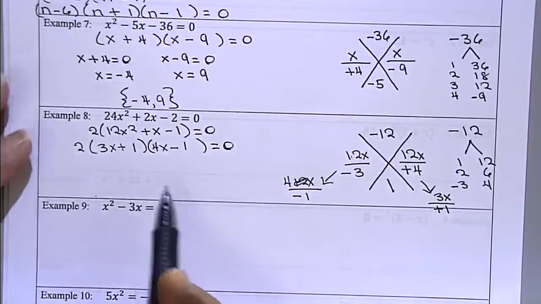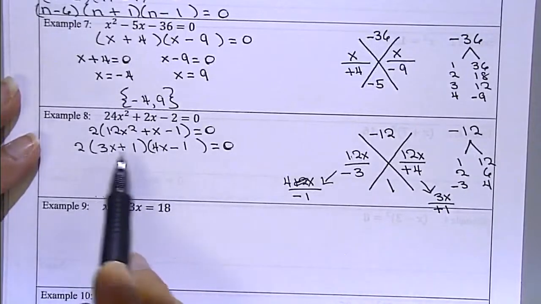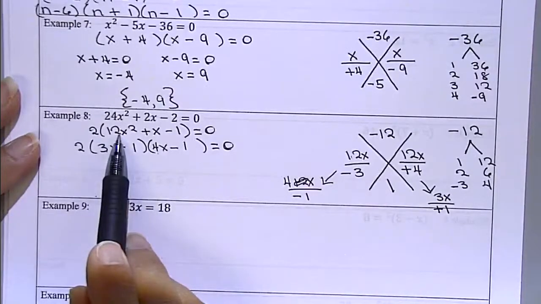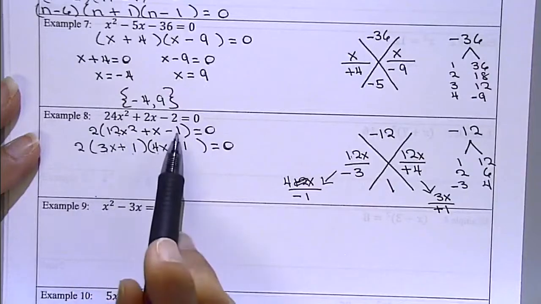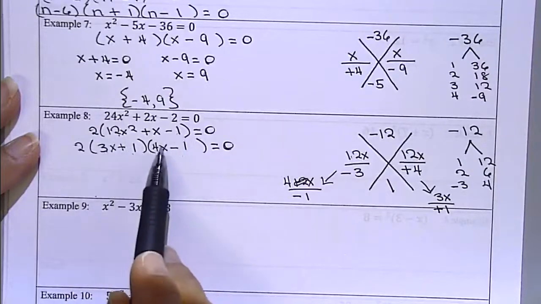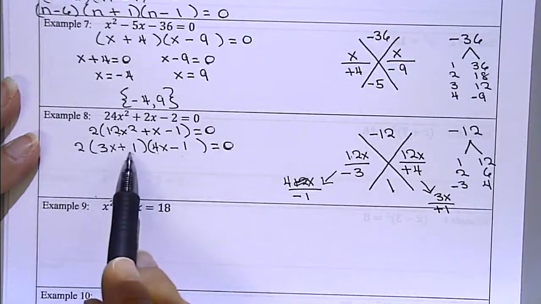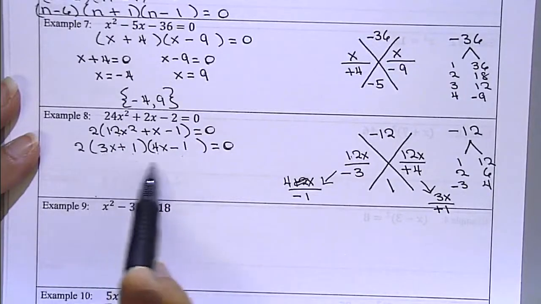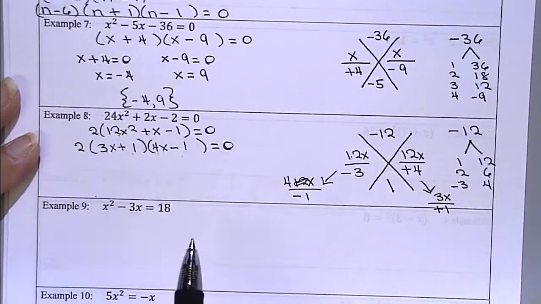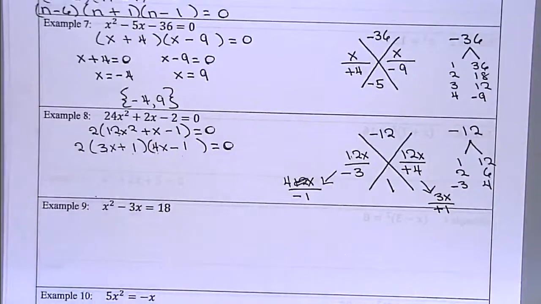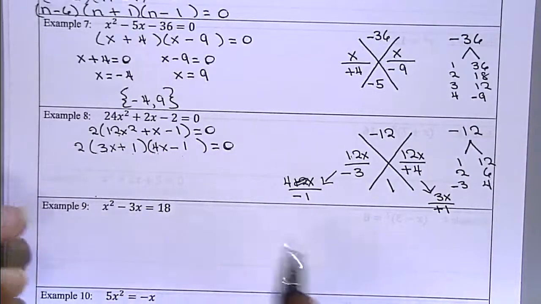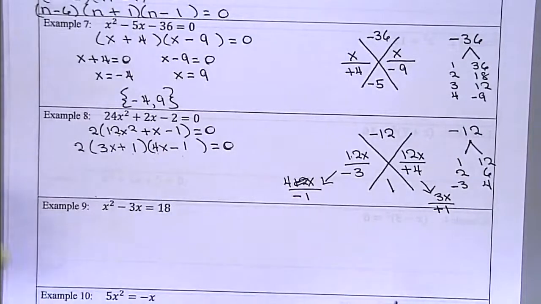All right, so the next thing I do is I double check it. 3x times 4x gave me my 12x squared. 1 times negative 1 gives me a negative 1. I have a positive 4x when I do inside, a negative 3x when I do outside. That would give me a positive 1x. I'm good, okay?